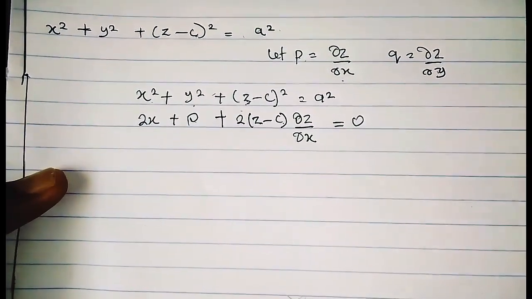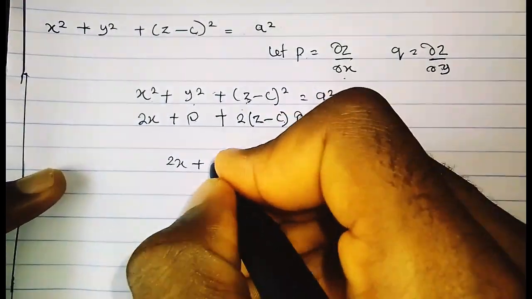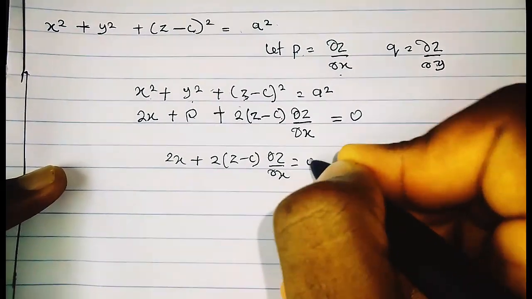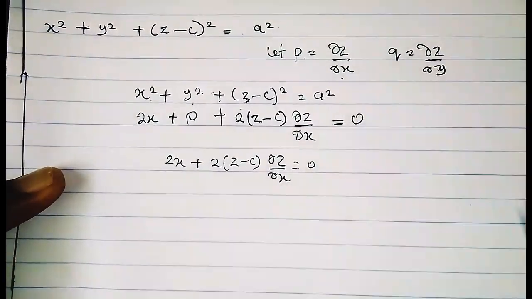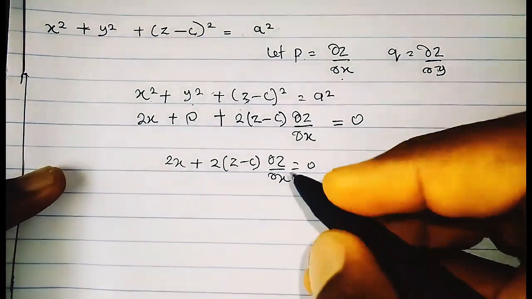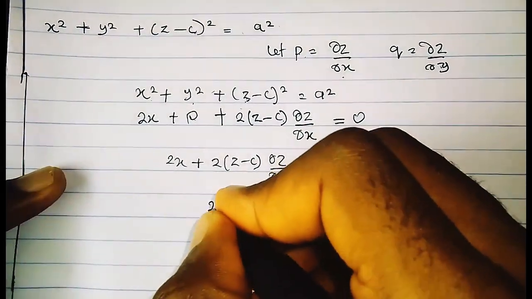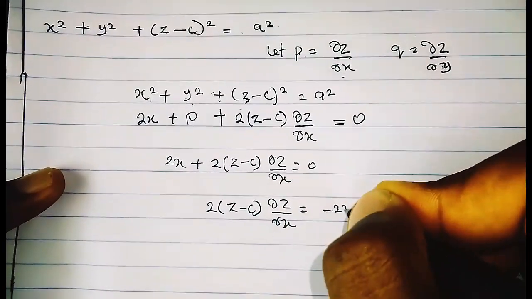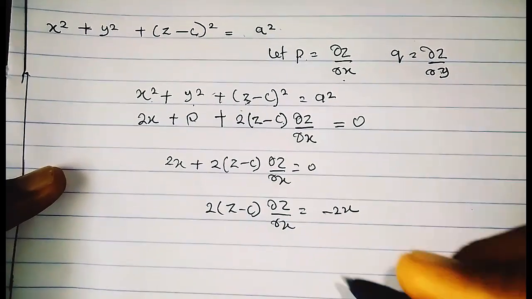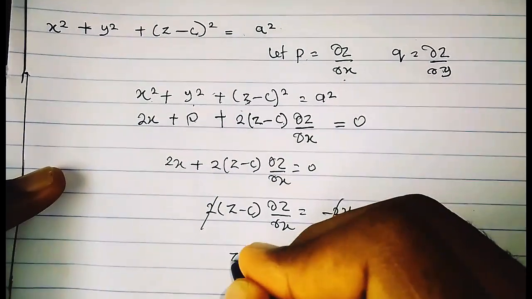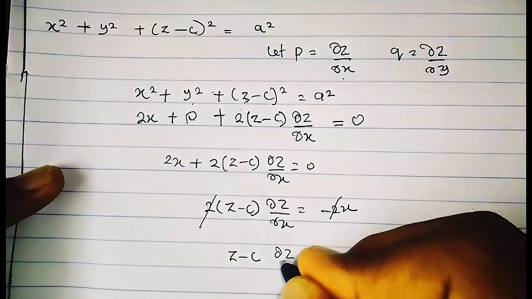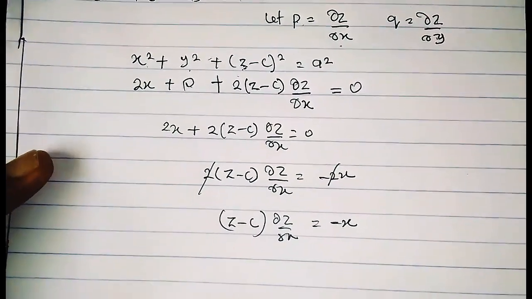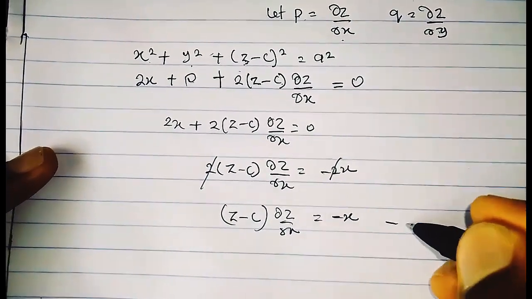Right. So I'm left with 2x plus 2z minus c dz dx equals 0. Now let's take 2x to the other side. So this is 2z minus c dz dx equals minus 2x, right? So 2 can cancel 2. So z minus c dz dx equals minus x. Now let's simply call this equation 1.